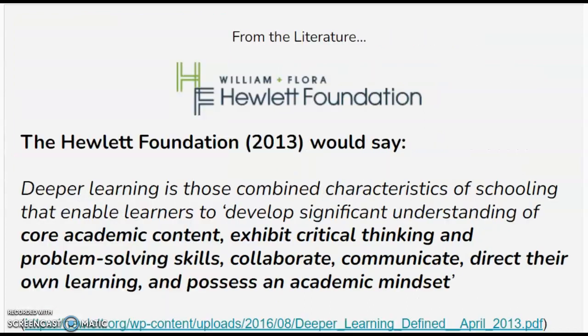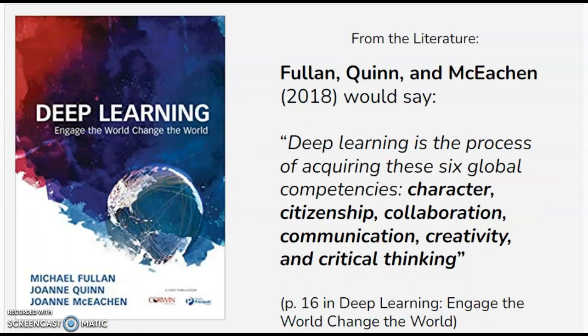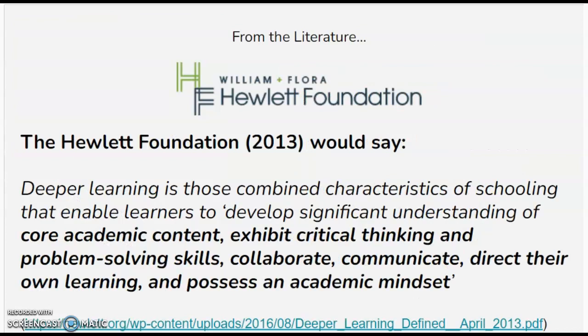Our second data point comes from the Hewlett Foundation. And they say something very similar: develop significant understanding of core academic content, exhibit critical thinking and problem-solving skills, collaborate, communicate, direct their own learning, and possess an academic mindset. So somewhat similar, but maybe a little bit different list of these competencies, if you will, what the deep learning people in the previous slide would say would be global competencies, right? We've got these slightly different lists, but similar in purpose. All right, let's look at one more, okay?